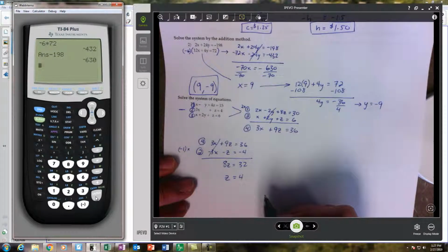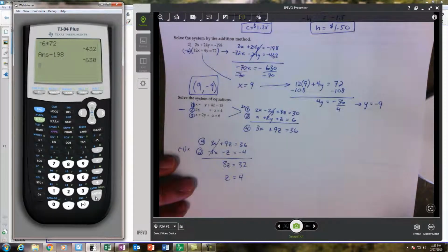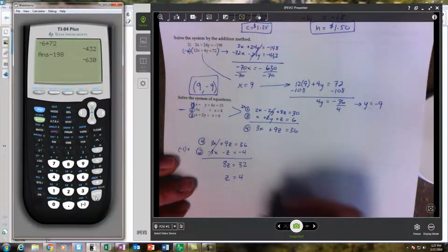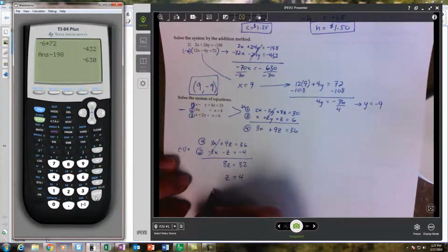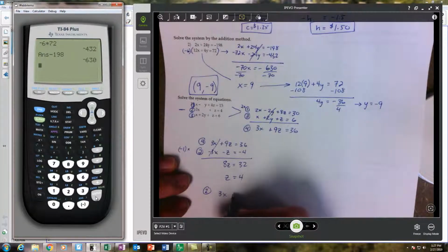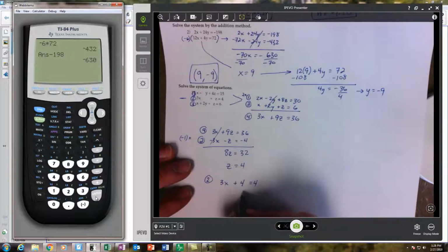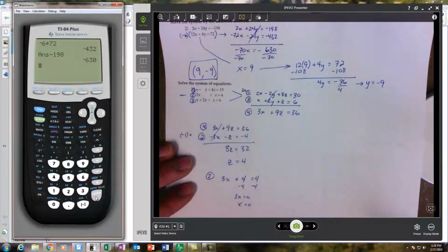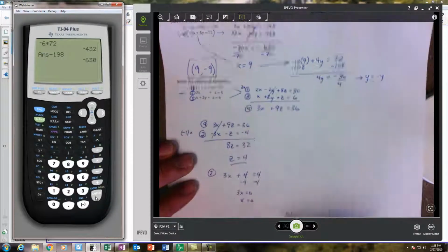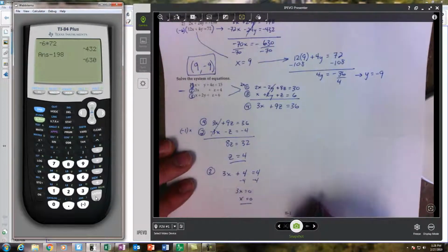Now that I know that z is 4, I can plug that into one of the equations up above to find my x or my y. I'm going to go with equation number 2, which says 3x plus z, which is 4, that's what we just found, equals 4. If I minus 4, it's going to give me that 3x equals 0, so x by default must be 0.